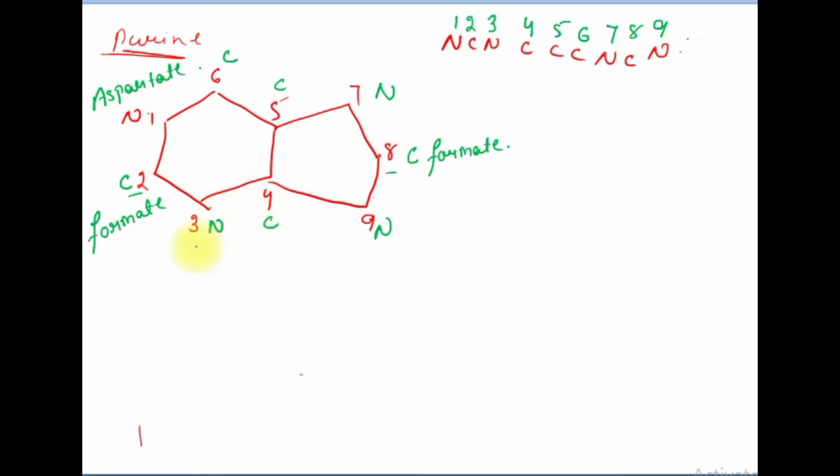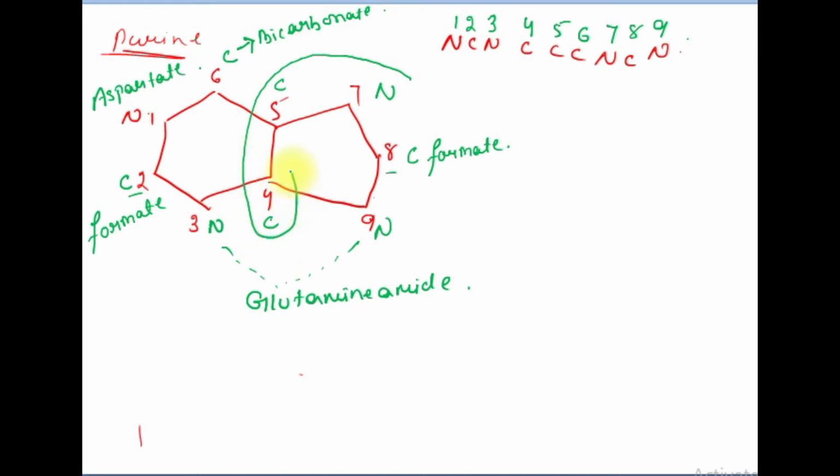Next, the third and ninth positions have nitrogen atoms and they are made from the amide group of glutamine. Now the sixth carbon is made from carbon dioxide or bicarbonate. The remaining three, that is the seventh nitrogen, fifth carbon and fourth carbon, are made from glycine.